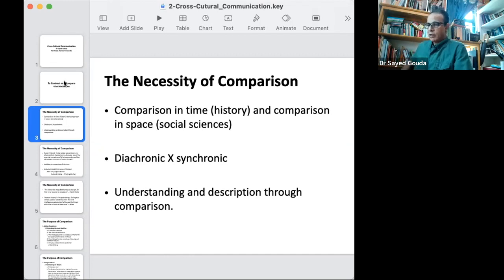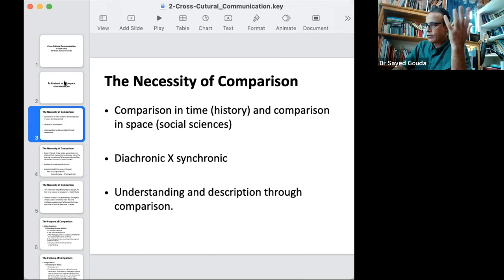Last week, Michelle asked me if the comparison will be in time, between two different times. Of course, this is one part of having a comparison. Usually, when we study history, we compare between two times, like ancient times and modern times, and so on. But in social studies, the comparison happens in space, not in time. It is not temporal comparison, but spatial comparison. Here the comparison can be either synchronic, meaning comparing two things that exist at the same time, or diachronic, meaning two things that happen at two different times. And the comparison here is spatial, not temporal.